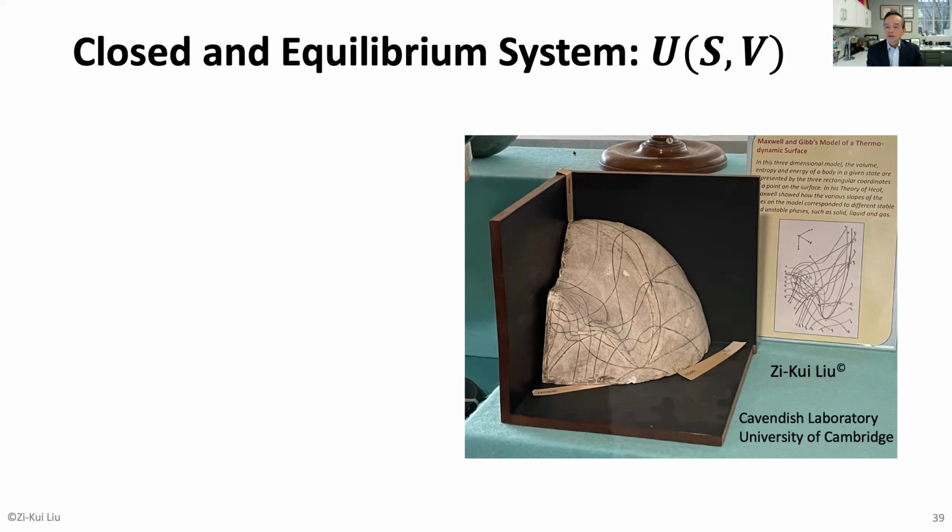This equation, this function, is a characteristic function. It's internal energy as a function of the variables entropy and volume. It's for a closed and equilibrium system. So what does it mean? That means there's no mass change, dni equal to 0, and dxi equal to 0. There's no driving force, no internal process happening in the system.